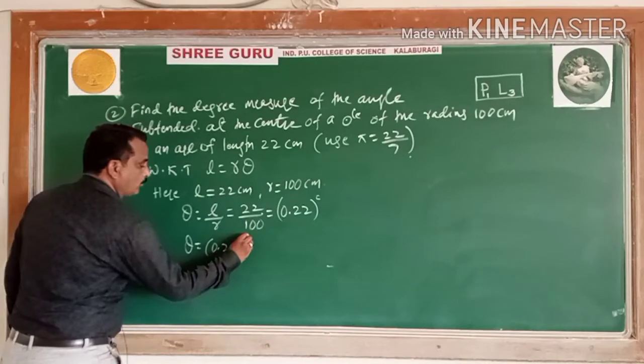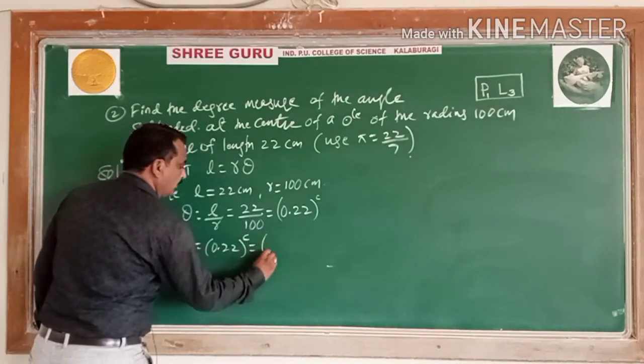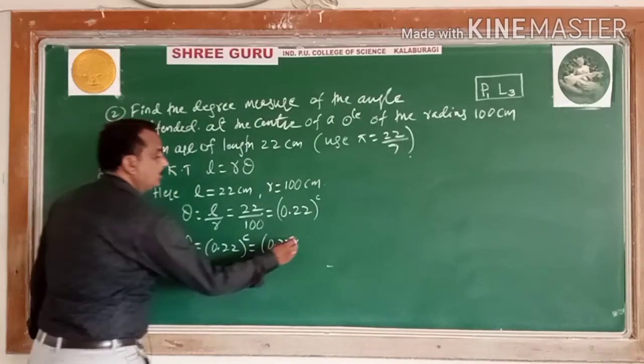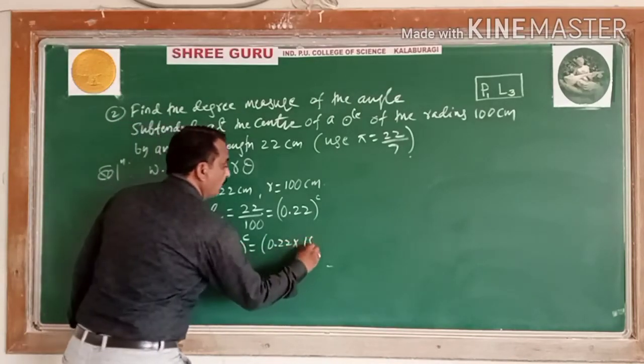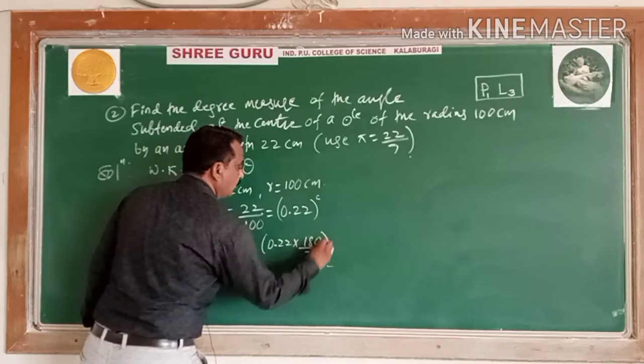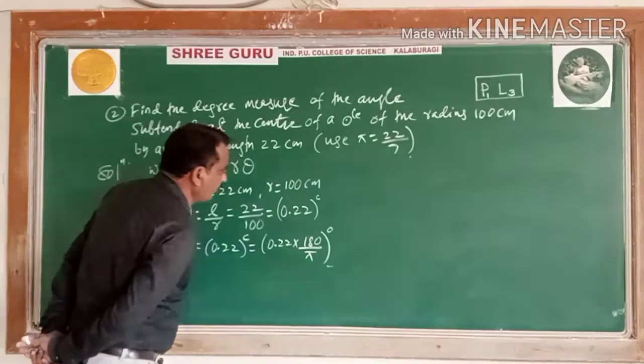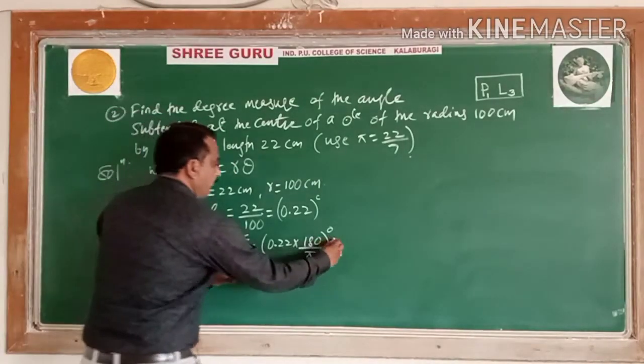So 0.22 radian is equal to, converting in terms of degree. To convert radian to degree, what do you have to do? Multiply by 180 by pi, and you will get it in terms of degree. Degree to radian, pi by 180; radian to degree, 180 by pi. See, simplify this one here.